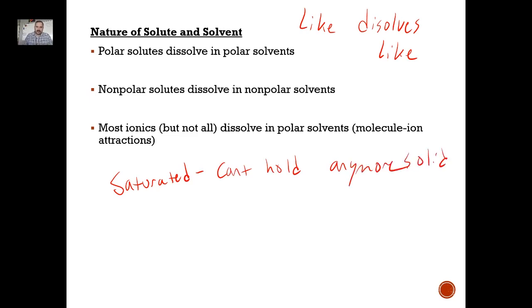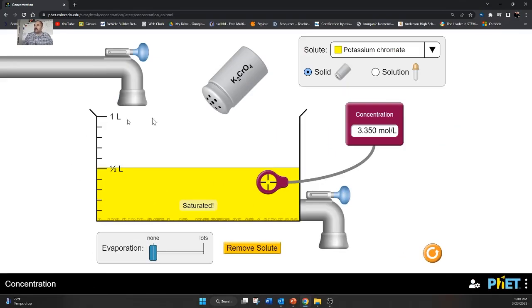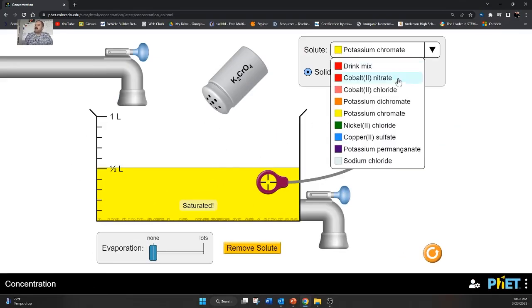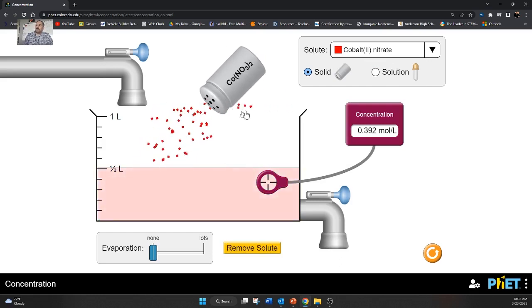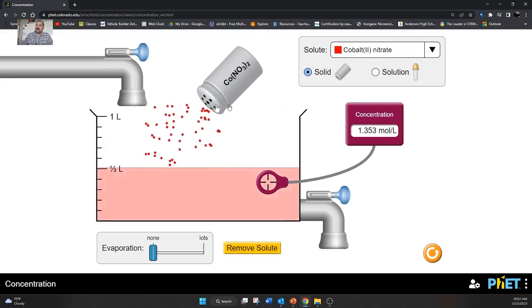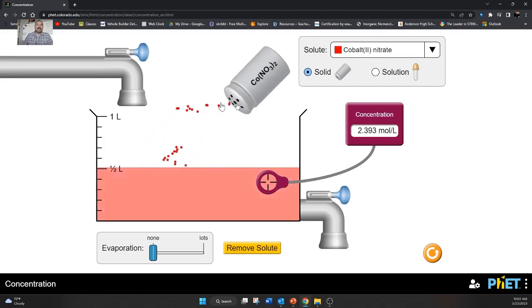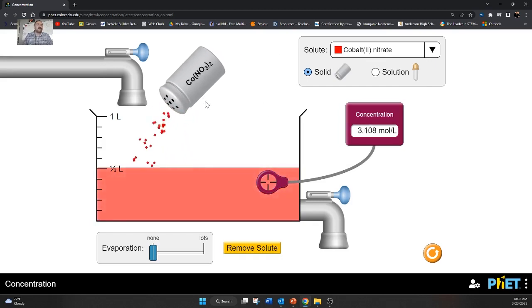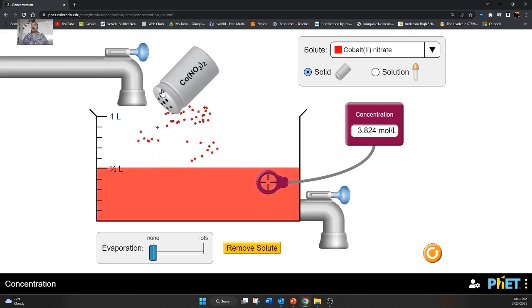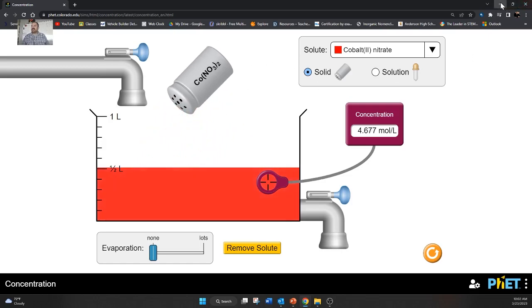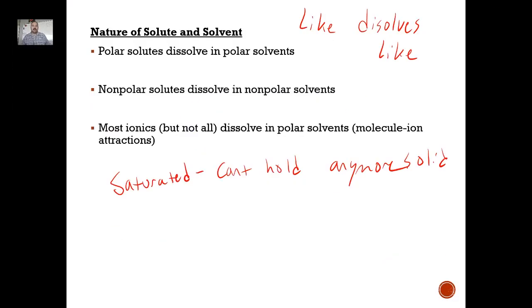There's one thing I wanted to show y'all. All right, so we're saturated already. If I were to switch this, oh, it won't let me. But if I were to switch it to something else, what I want you to know is it's still not going to take any more of the new stuff. Because the water is fully saturated, you can add anything. It's all going to fall to the bottom because the water can't hold any more solid. Not just one type of solid. So that's what saturated means.